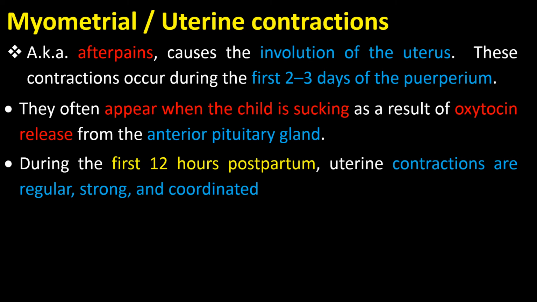During the first 12 hours of postpartum, the uterine contractions are usually regular, strong, and coordinated. So ibig sabihin, para din nagle-labor si mother ulit na meron din siyang regular patterns of strong, coordinated contraction. That's just on the first 12 hours after delivery of the baby.